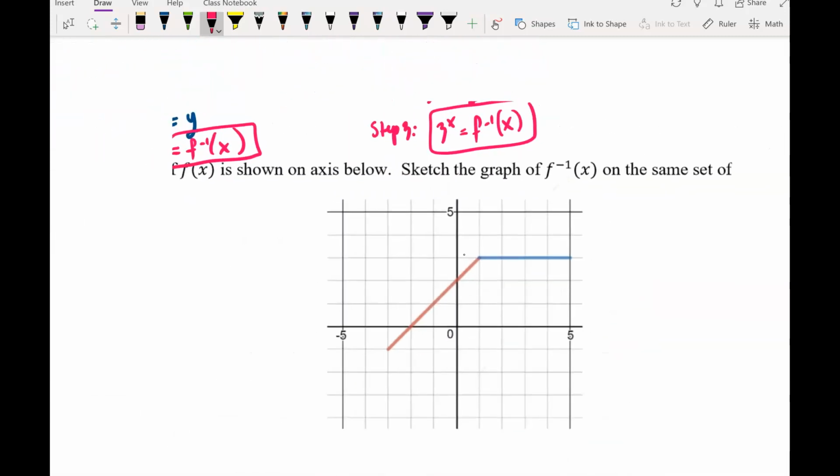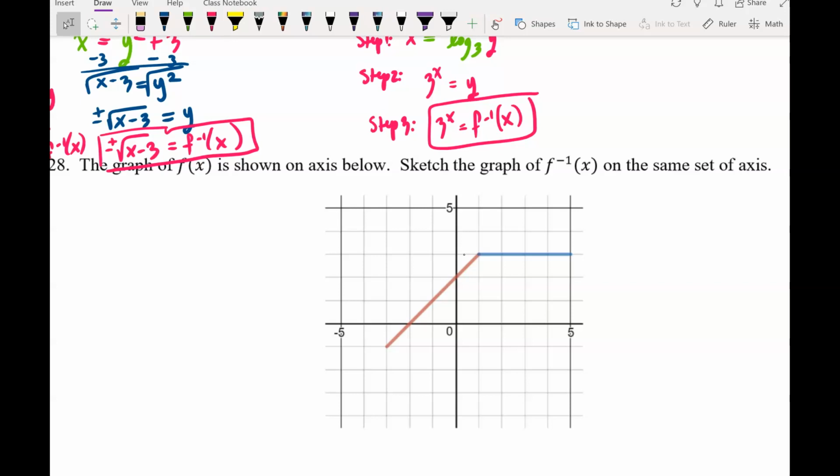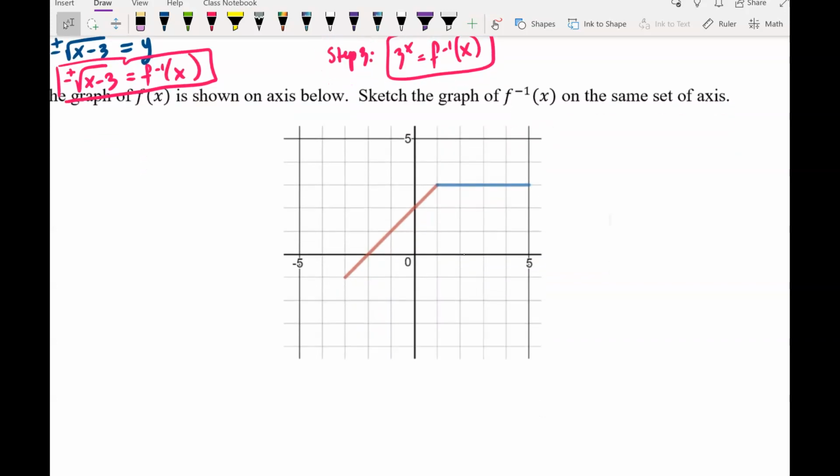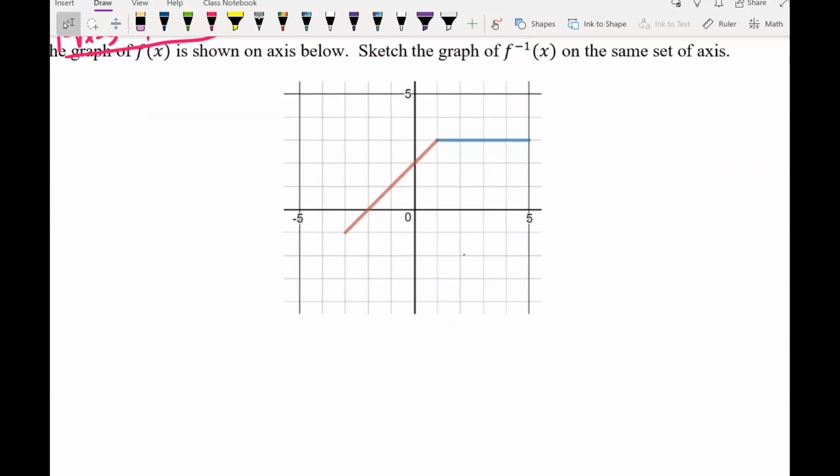And last but not least, it says, the graph of the function is shown on the axis below. Sketch the graph of the inverse on the same set of axes. What you have to remember about a function and its inverse is the domain and the range are switched. That's why we always flip the x and the y. So if I see a point, for example, at 5, 3, I know that the inverse point will be at 3, 5.